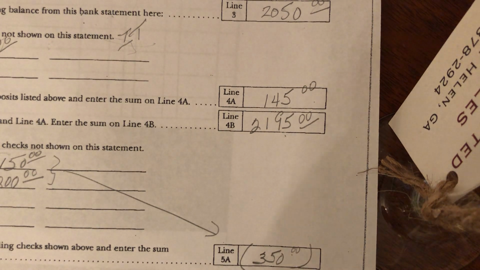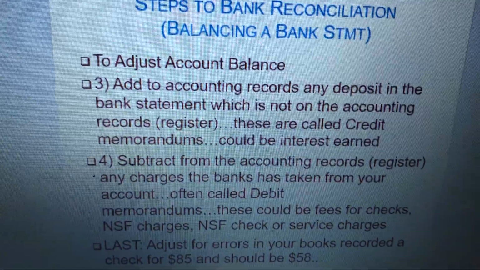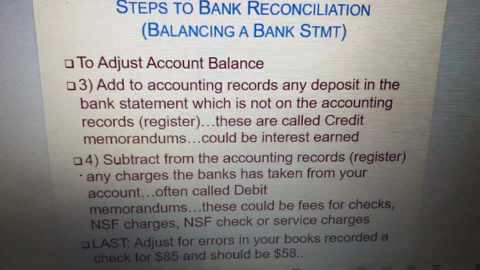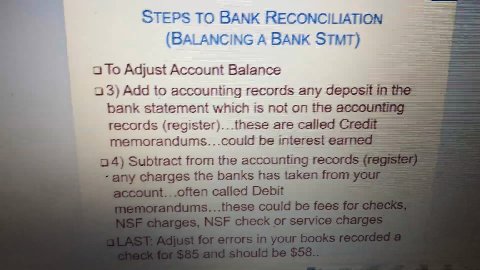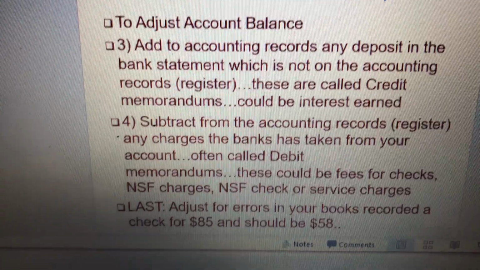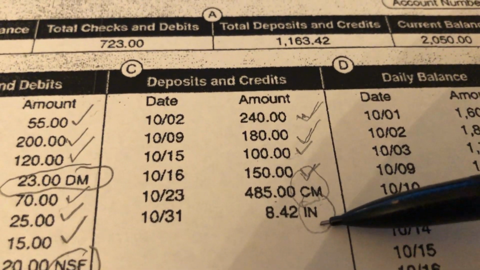Now let's adjust our bank register, and what we want to deal with on the bank register are the INs and the DMs and the CMs and all of that. Okay, so if you come back to your PowerPoints, let's go to the next PowerPoint, adjusting your account balance that's on your register. Okay, you want to do the additions here. So anything that was under the deposit column is what we call a credit or interest. Those are additions. They need to be added to your register. Okay, interest would be interest paid on your account.